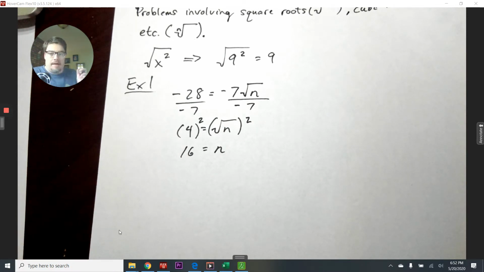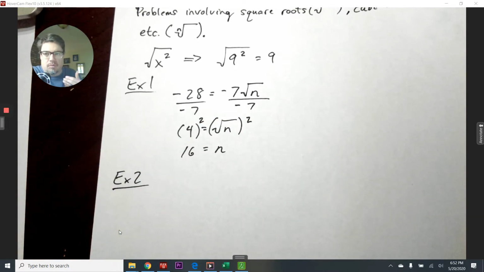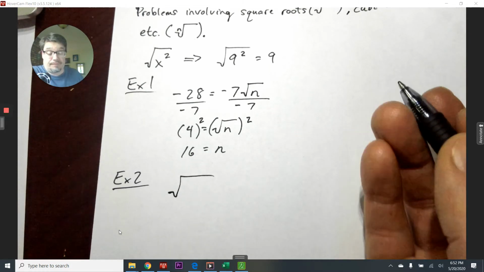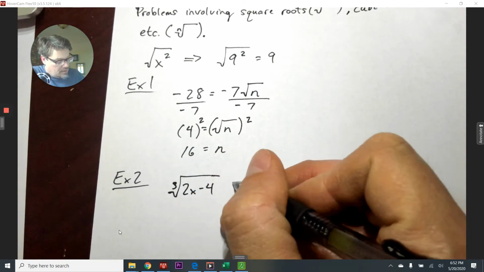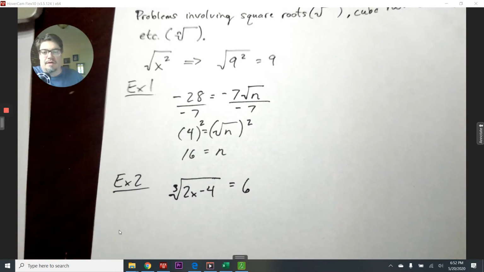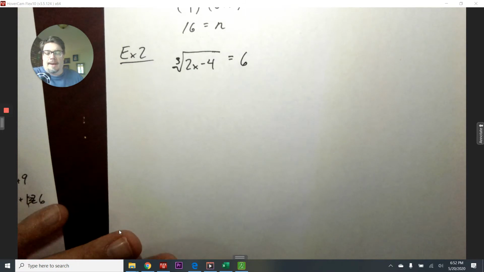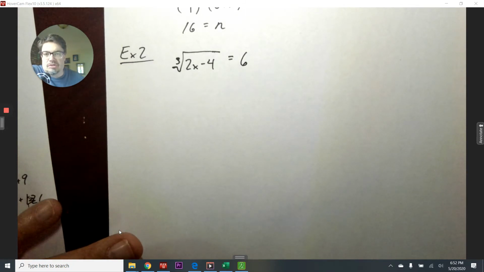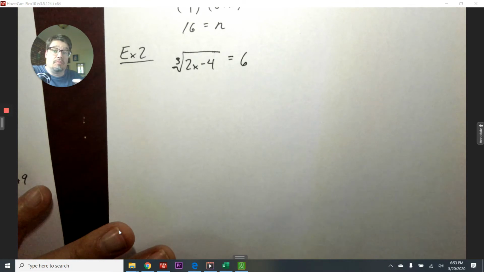All right, so example 2. As long as you follow the rules of PEMDAS going backwards when you solve for things, then you're going to be fine. Now, let's say that it's not a square root. Let's say that I have a cube root, and I got 2x minus 4. So I've got the cube root of 2x minus 4 equals 6. Now in this example, I actually have the cube root all by itself on one side. So I can undo the cube root with a cube, because it is isolated on one side.